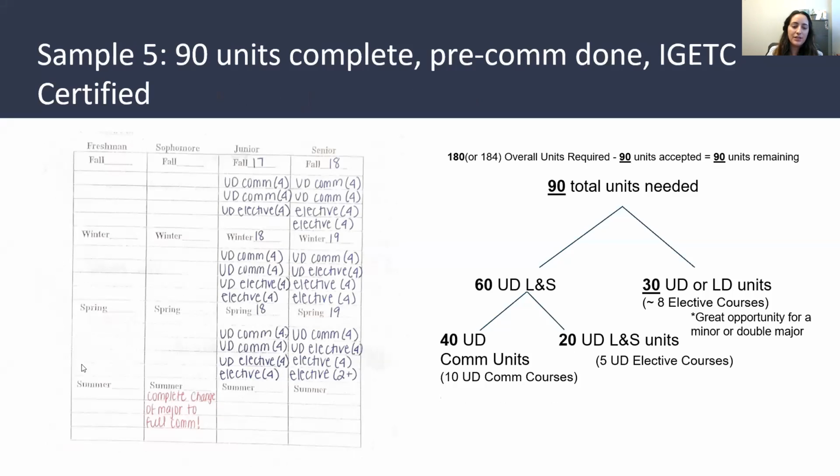And then our last sample, this student has 90 units completed. They have all of the pre-comm done and they have IGETC. So this is again a sample of graduating in 2 years. This student has quite a few electives to complete to reach their total of 180 units, 90 of which are needed at UCSB. So that's a really great opportunity for a minor or a double major.